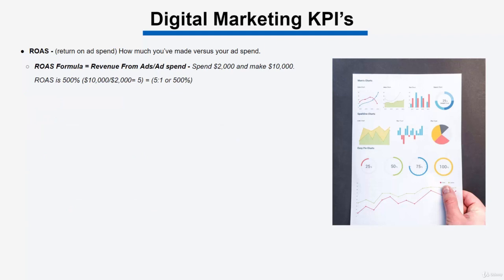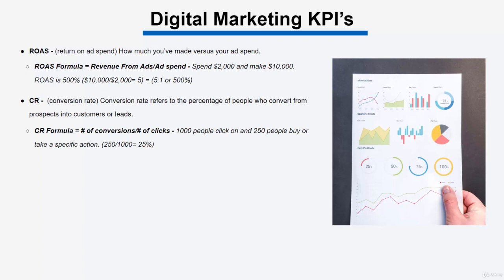And then we have return on ad spend, so ROAS. And so this is essentially how much we've made versus how much we've spent on ads. And then the formula for this is revenue from ads divided by ad spend. And so let's take a look at the example here. So we spend $2,000 and we make $10,000. The return on ad spend is 500% because that's $10,000 divided by 2,000, which equals 5. So either 5 to 1 or 500%. That's going to be our return on ad spend.